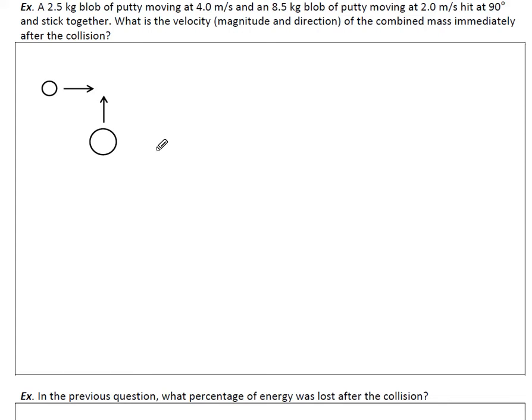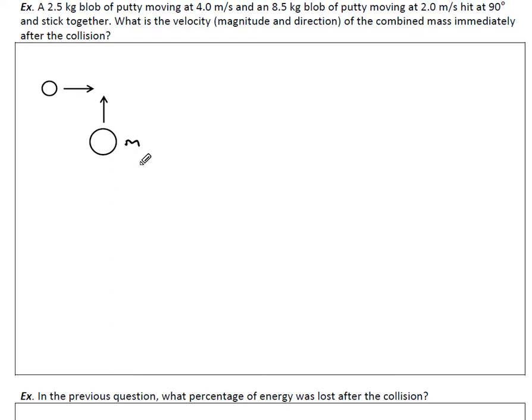Okay, so day 2 momentum. Since momentum is a vector, if we have a two-dimensional collision, we have to look at the momentum in both the x and the y direction. So here's our question. We have a 2.5 kilogram blob of putty moving at 4 meters per second and an 8.5 kilogram blob of putty moving at 2 meters per second, and they hit at 90 degrees and stick together. So let's just label these first.